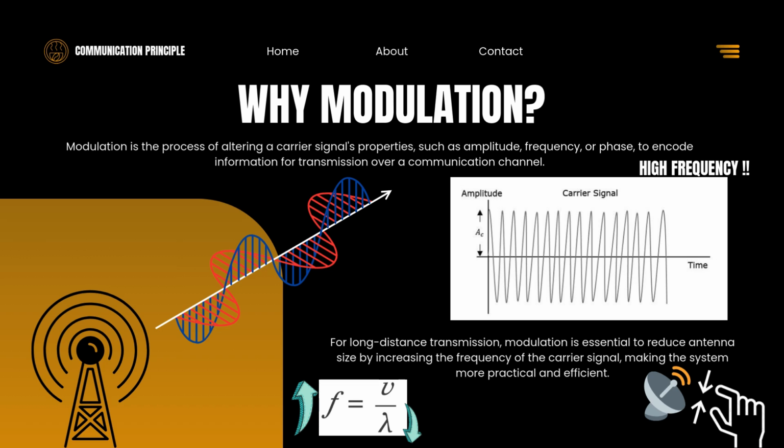One of the key elements of communication systems is modulation. Modulation is the process of altering a carrier signal's properties, such as amplitude, frequency, or phase, to encode information. But why is modulation necessary? For one, it enables long-distance transmission by increasing the frequency of the carrier signal, making the antenna size practical. Modulation also helps reduce signal interference and improve transmission efficiency, making it an indispensable technique in modern communication.